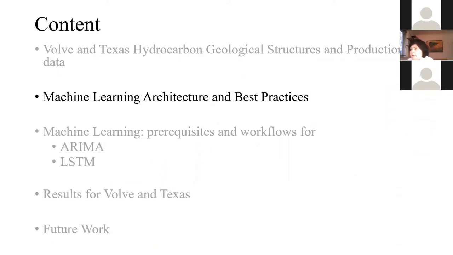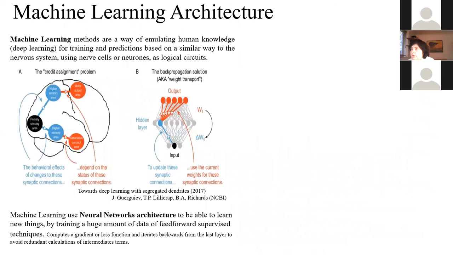Now we have seen the Volvo and Texas hydrocarbon geological structure and production data. Now we are moving to machine learning architecture and best practices. So machine learning methods are a way of emulating human knowledge for training and prediction based on a similar way to the nervous system using nerve cells or neurons.